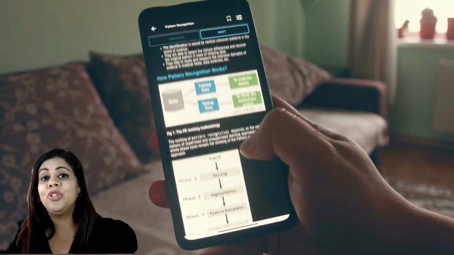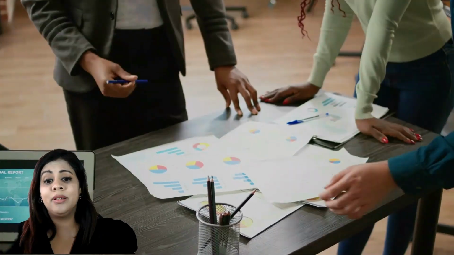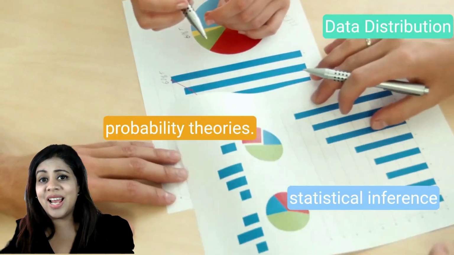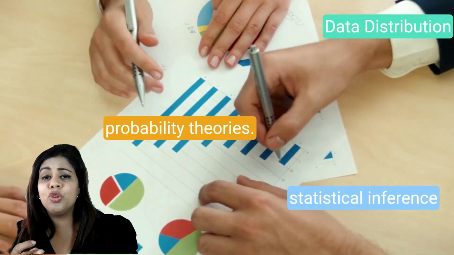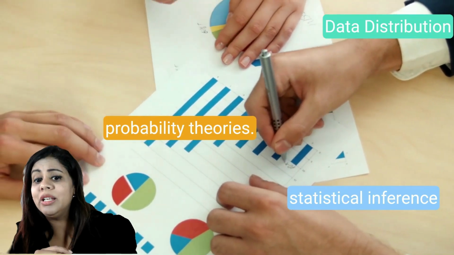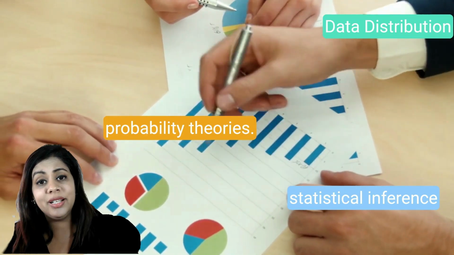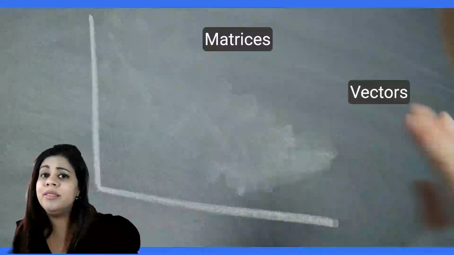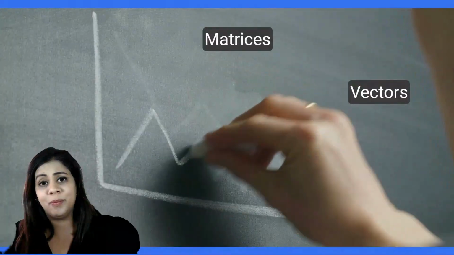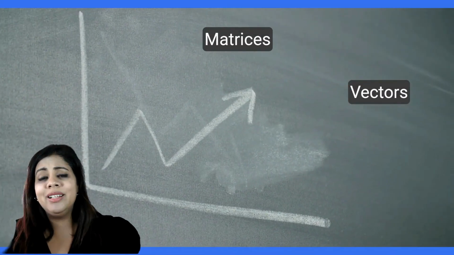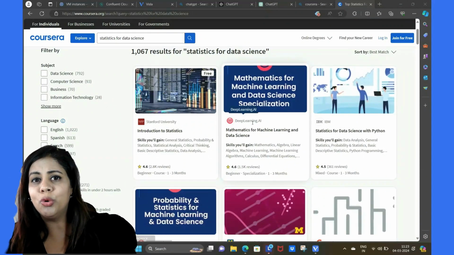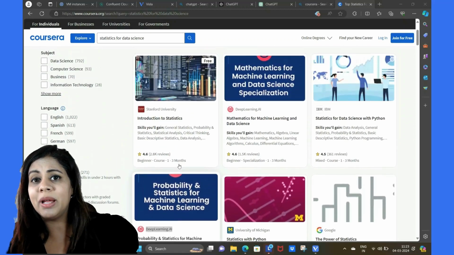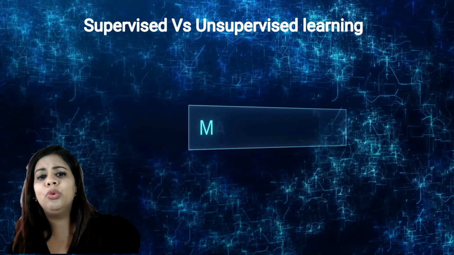As a data scientist, your journey starts with the fundamentals in mathematics, statistics, and a programming language. So, guys, in statistics, understanding data distribution, probability theory, and statistical inference is very crucial for a data scientist. In mathematics, you should learn linear algebra, matrices, and vectors. They are very important. So how can you learn all these skills? You can find many free courses on Coursera where you can learn statistics for machine learning or maybe mathematics for machine learning. So you can do those courses.